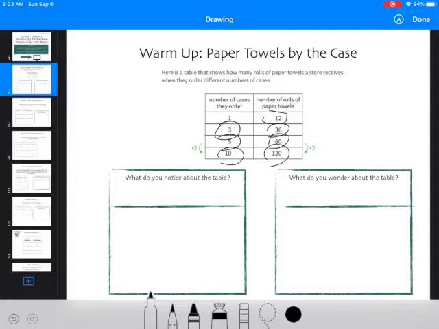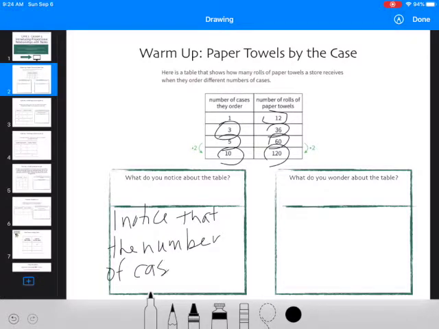So I notice that the number of cases times 12 equals the number of paper towels.